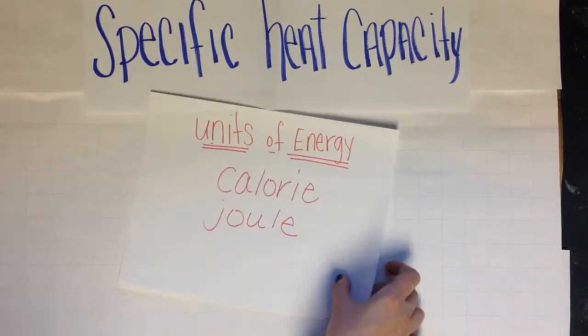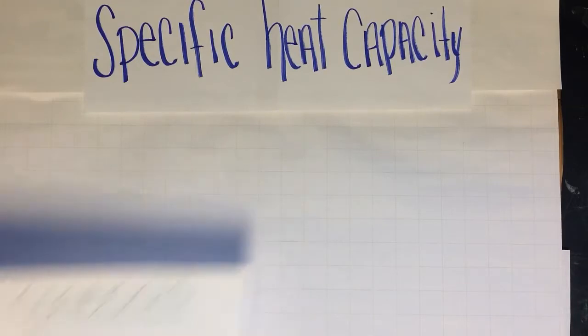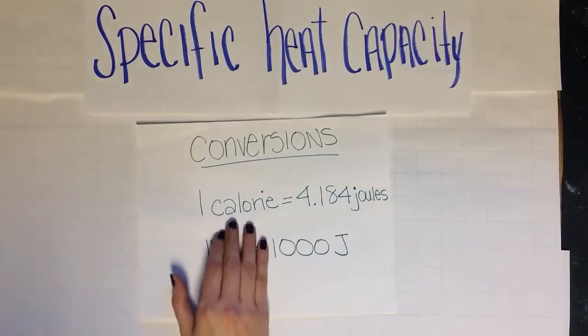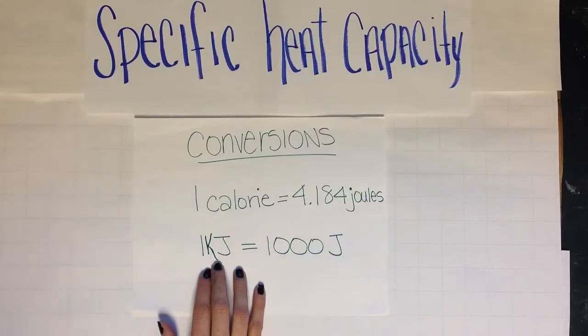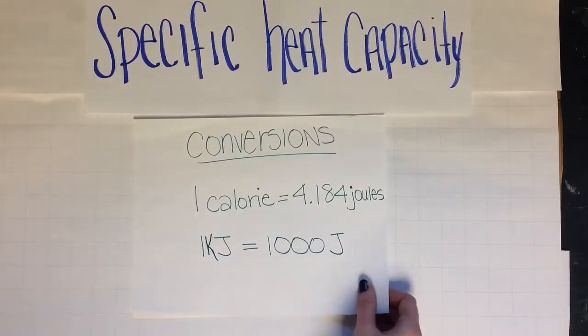So a relationship between these units is seen here. 1 calorie equals 4.184 joules. This is a good conversion factor to write in your notes. Also important to know is that you could also have a kilojoule. So 1 kilojoule is equal to 1,000 joules.